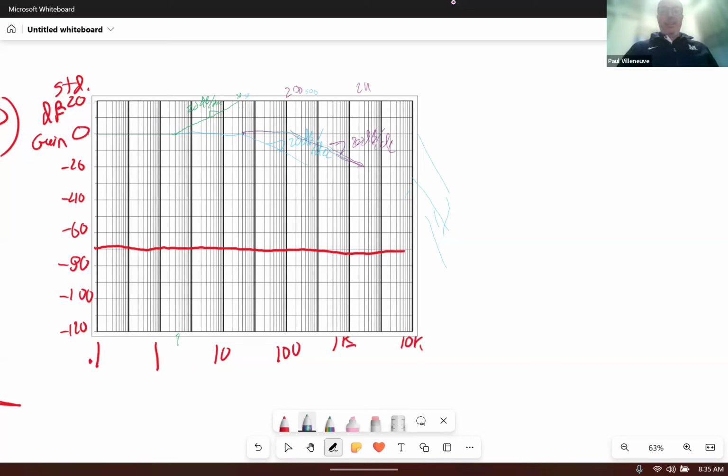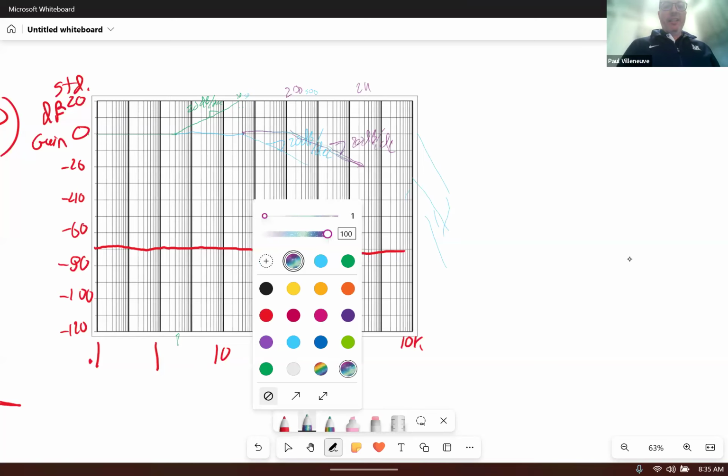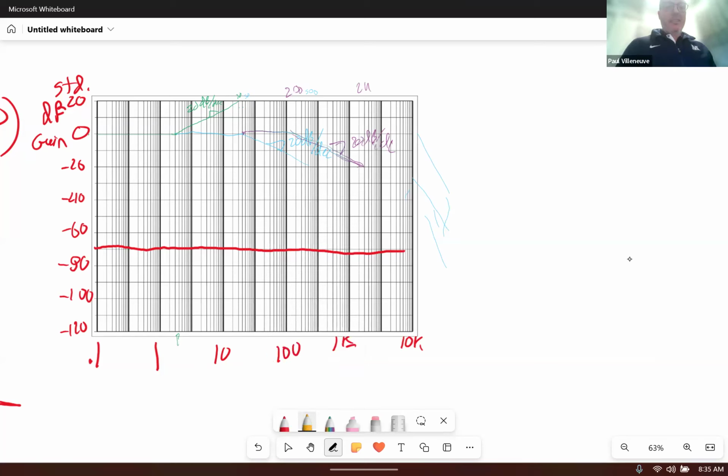So let's pick a really bold color and a thick pen. What do you want? Can't do purple or green or blue. We can do yellow or orange or black. All right, let's make it pretty thick.